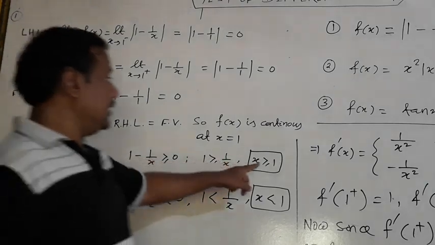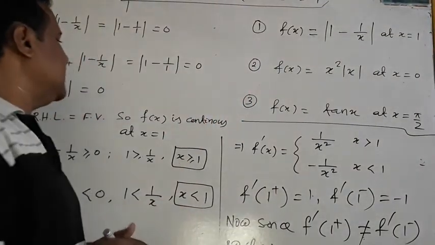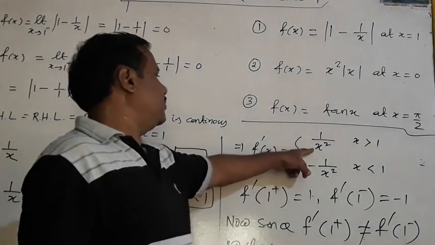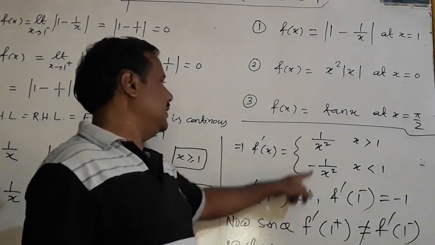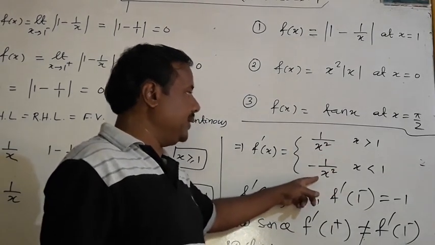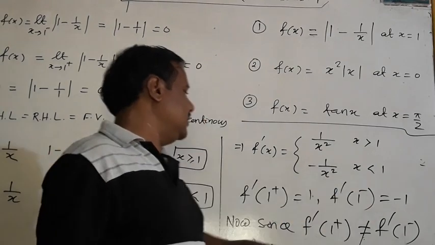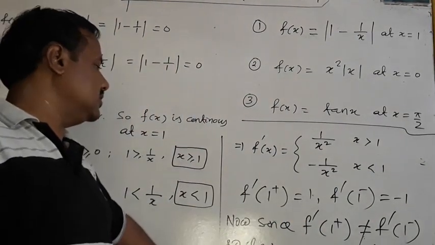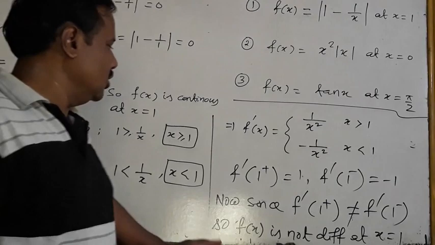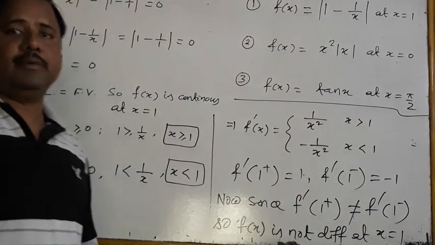Mind it, here the equal sign is included. Never put equal here. Now what is f dash 1 plus? If you put x is equal to 1, it becomes 1. If you put x is equal to 1 in the other, you should put it here because it is x less than 1. So derivative is minus 1. As f dash 1 plus is not equal to f dash 1 minus, f(x) is not differentiable at x is equal to 1. Listen to me.